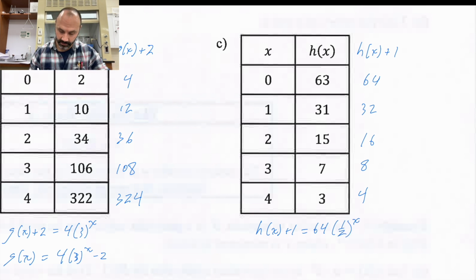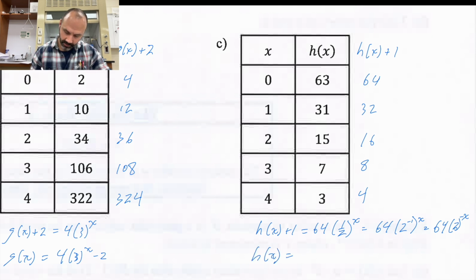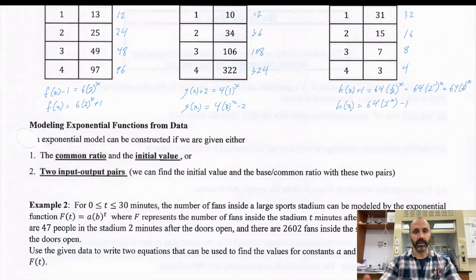Another way of writing this would be to say it's 64 times 2 to the negative 1 times x, which would be 64 times 2 to the negative x. We can write it that way. So then h of x could be 64 times 2 to the negative x minus 1.